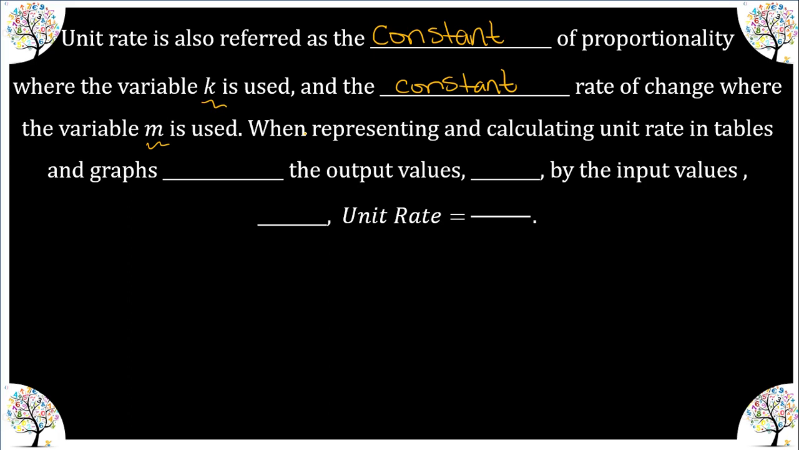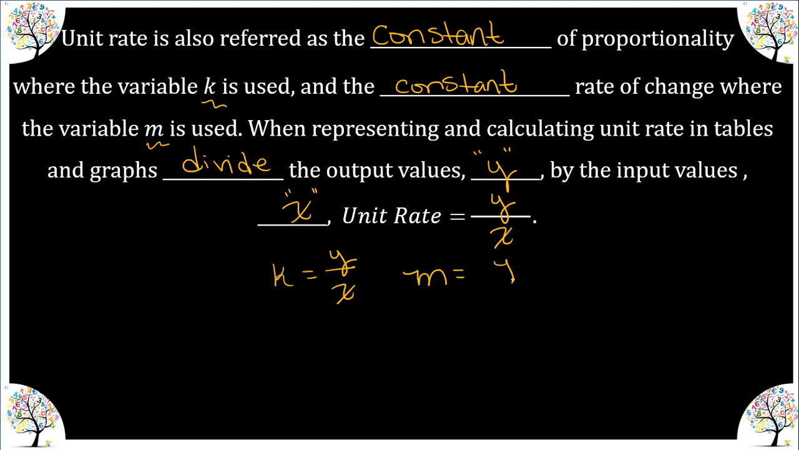When representing and calculating unit rate in tables and graphs, divide the output values y by the input values x. So unit rate is going to be y divided by x. If we use the variable k, k equals y divided by x. That will be our unit rate. Or if we use m, m equals y divided by x.